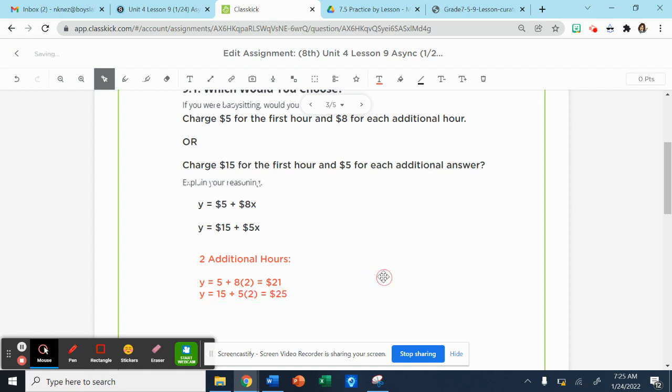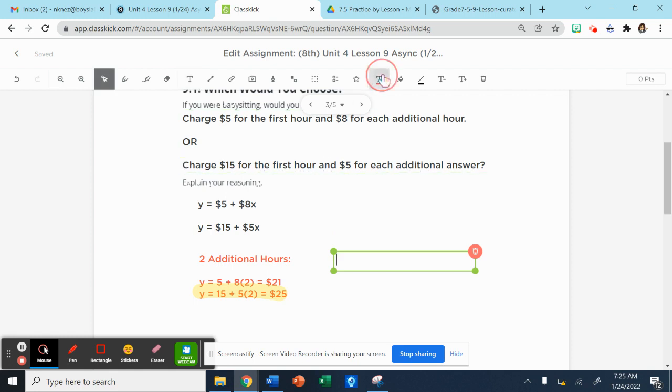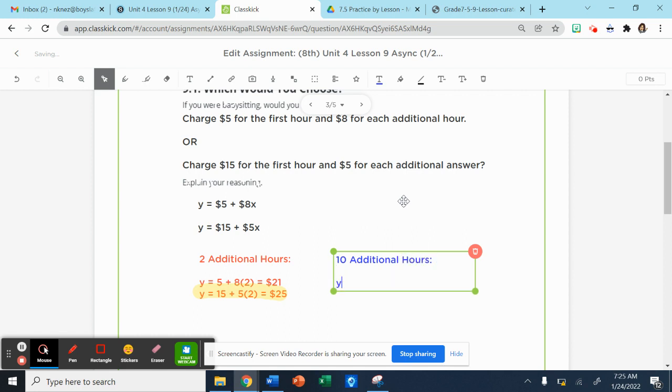And so in this case, you would definitely want the second situation because you would make more money. But what if you were babysitting for a really long period of time? Like let's say it was 10 additional hours. Under 10 additional hours, you charge that initial $5 plus 8 times 10. So you would charge $85 in the first scenario.